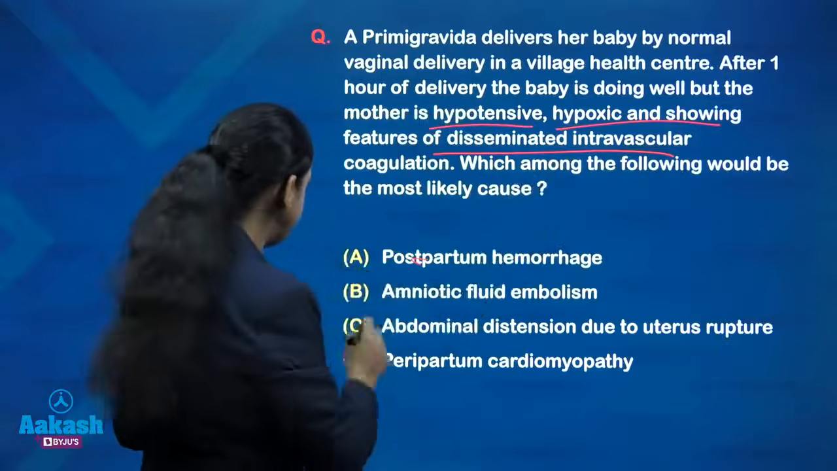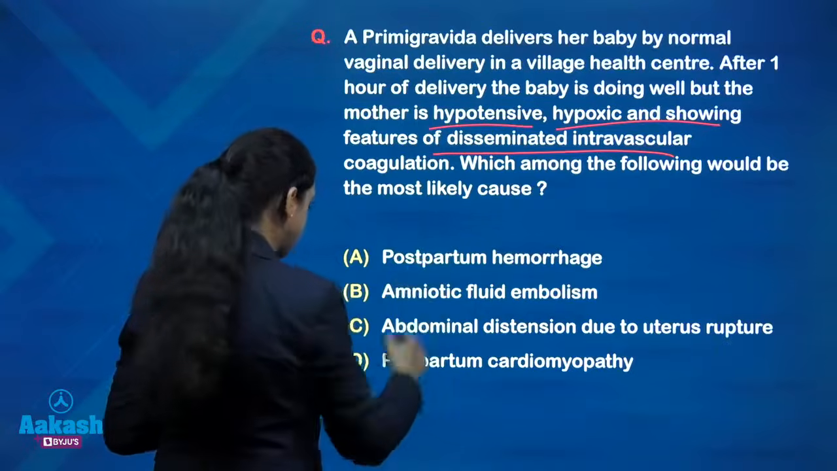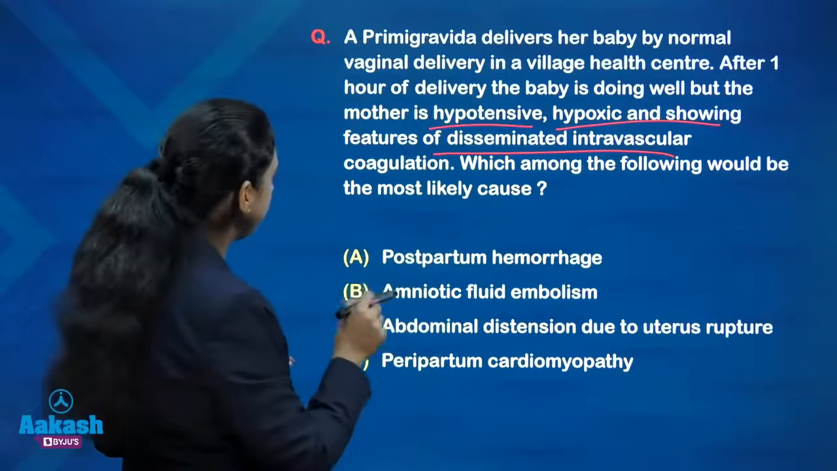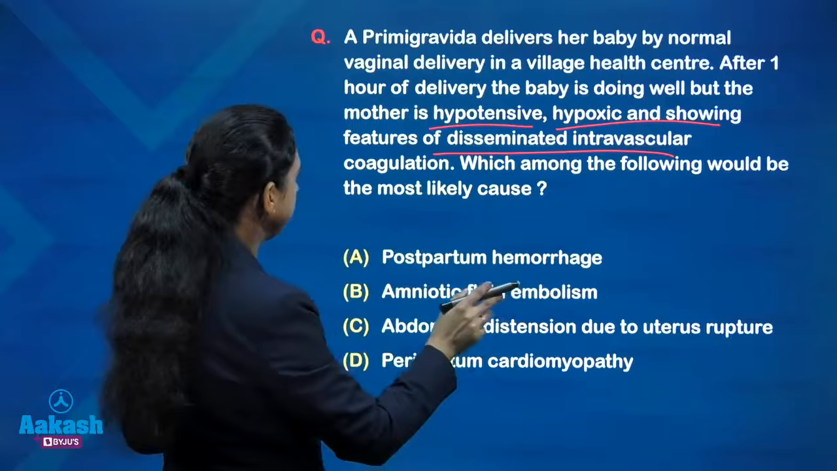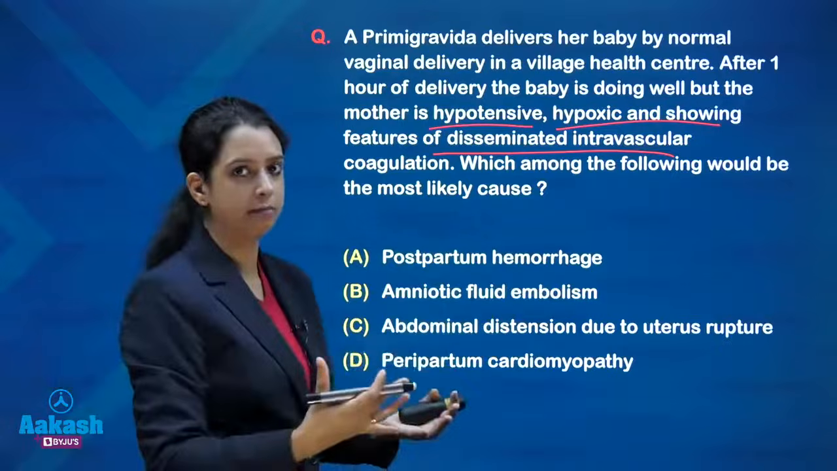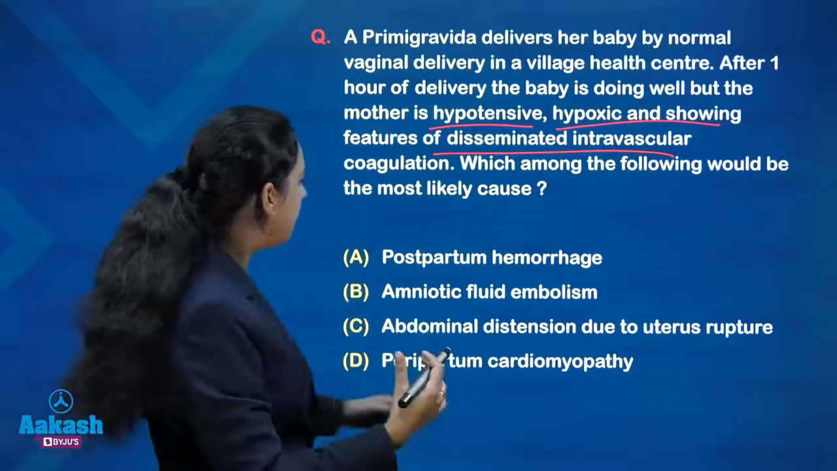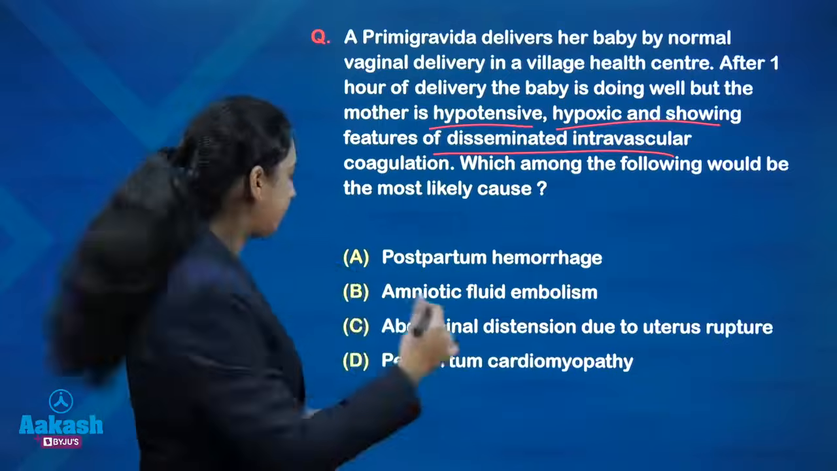Most likely cause, is it PPH? PPH can definitely present with DIC. Amniotic fluid embolism, it can also present. Abdominal distension due to uterine rupture. So, uterine rupture will lead to excessive bleeding, then can lead to DIC. Peripartum cardiomyopathy. Let's start one by one.